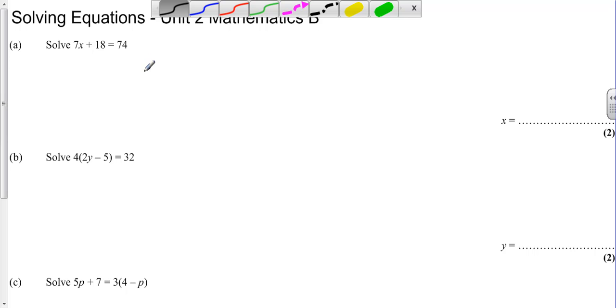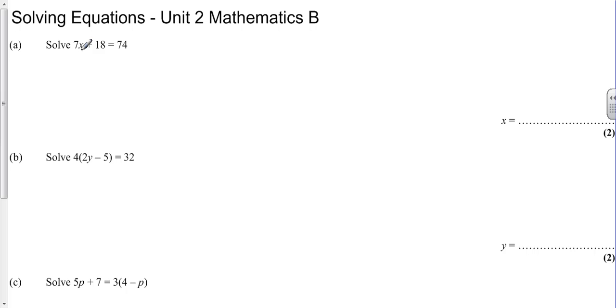Right, we're going to be looking at solving equations in this particular example. I've got 3 examples for you that look at a few different ways of doing it. First one, we've got 7x plus 18 equals 74. What we're trying to do is work out what is the value of x that will times by 7 and then have 18 added to it, so we'll give an answer of 74.